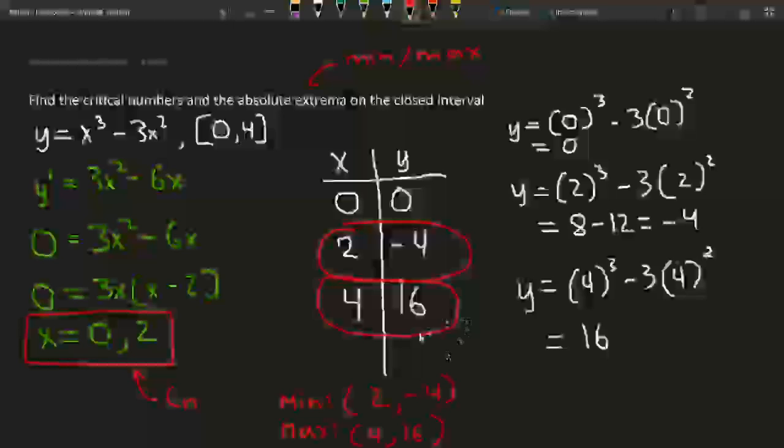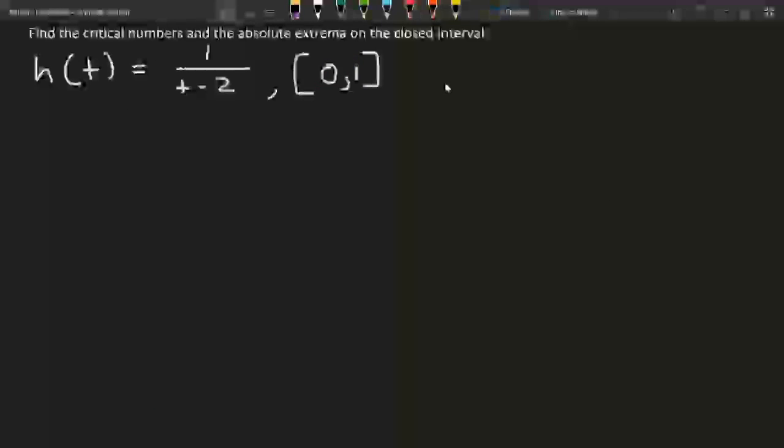So guys, this was our first example problem. Now let's try another example problem. Hey guys, so for our second example problem here, we're asked to find the critical numbers and the absolute extrema on the closed interval of the function h of t is equal to 1 over t minus 2 on the closed interval of 0, 1.